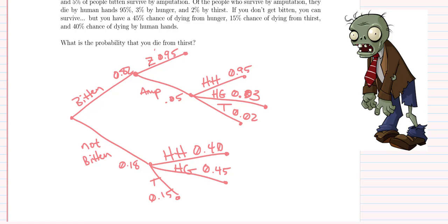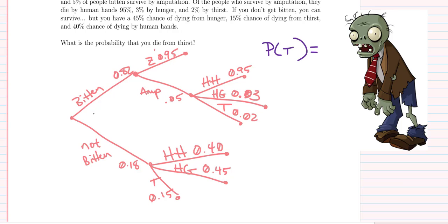Alright, so let's make sure that everything adds up to 1. Okay, so this adds up to 1. This adds up to 1. 0.95 plus 0.05, that's 1. Then that's 0.40, 0.85. 0.85 plus 0.15 is also 1. Alright, good. So this seems likely to occur. And we want to know the probability of dying from thirst. So that means we want to know what is the likelihood we die from thirst after amputation, after being bitten, as well as the probability we die from thirst if we're not bitten.